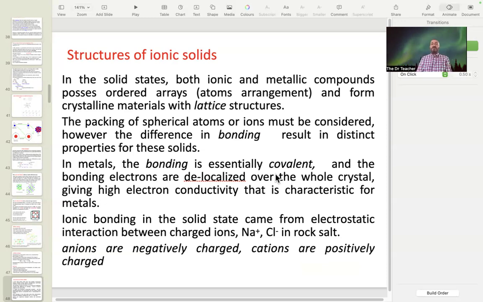The bonding electrons are delocalized over the whole crystal, giving high electrical conductivity that is characteristic of metals. As you know, if we have 1 gram of iron, it's only pure iron. So this 1 gram consists of millions of iron atoms. These irons are bonded to each other in a covalent bond. A covalent bond, when there is only pure atoms, the same atom, homonuclear atoms, they can bond to each other covalently.